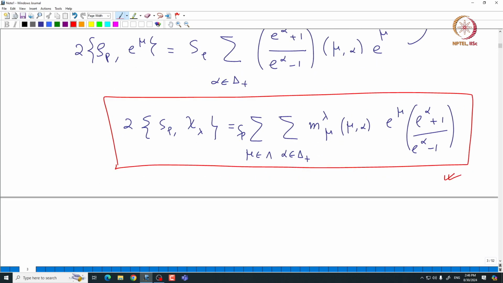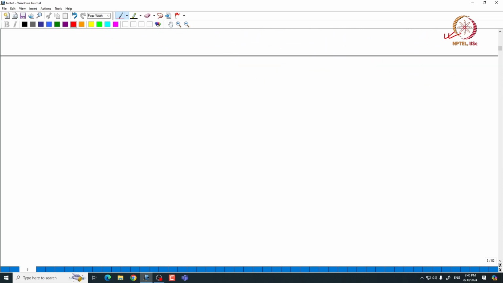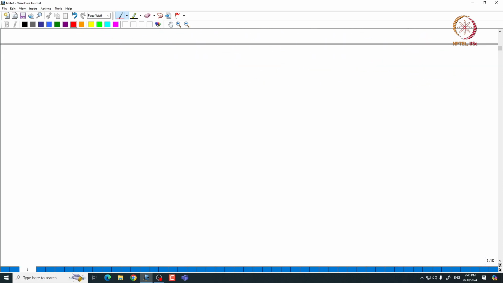Now, using all these formulas, we are going to verify the Weyl character formula from the Freudenthal formula. For that purpose, let us recall what the Freudenthal formula is and then modify it accordingly. So, let us recall the Freudenthal formula.